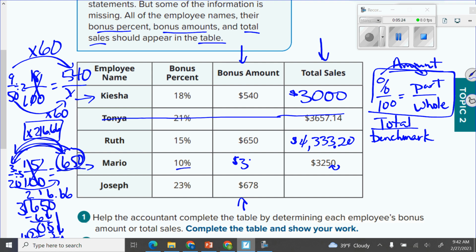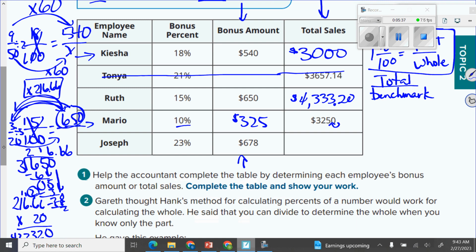So that one was 325. Benchmarks only work if I have the totals. I can't use benchmarks to find my part if they give me the part to find the whole, guys. So benchmarks only work on the totals.